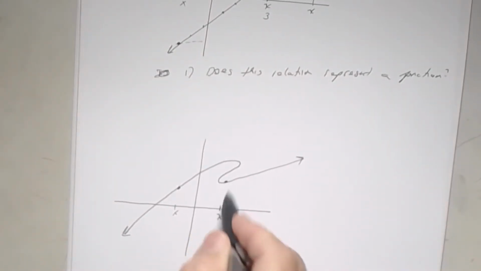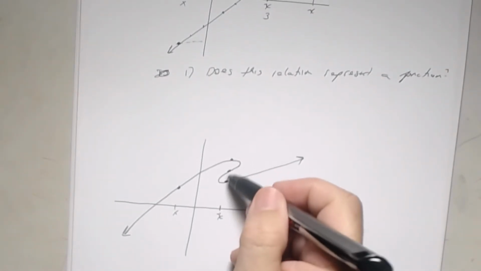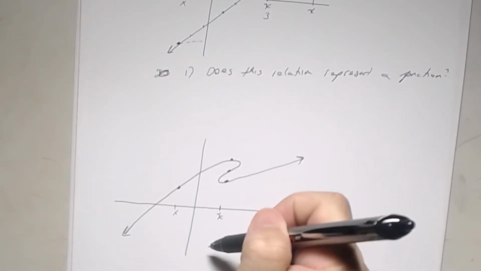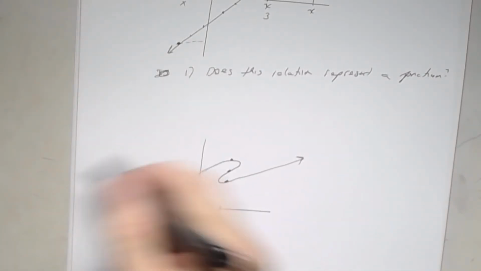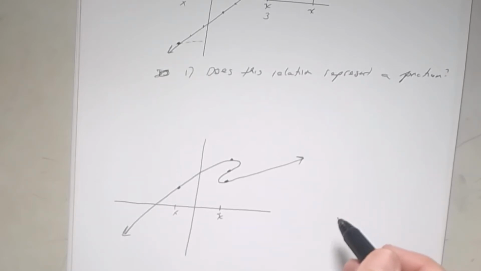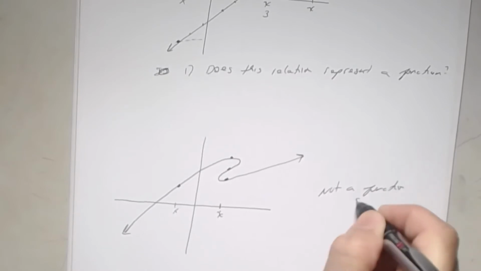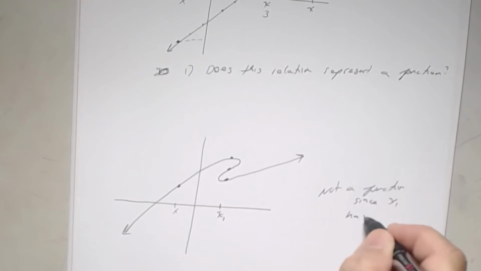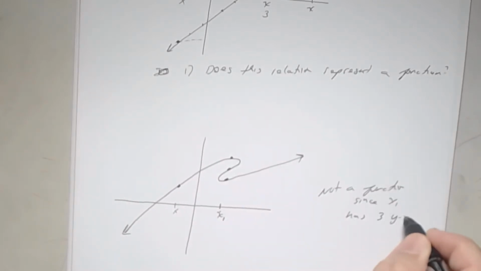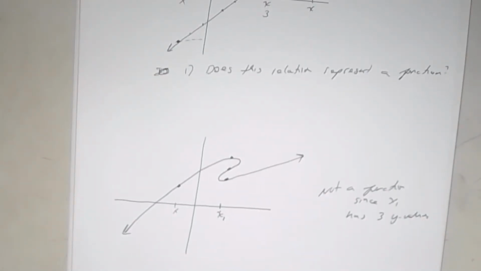See this x right here? This point has that x, this point has that x, and this point has that x, right? So y'all agree that all these points right here have that same x coordinate. Yes. But that x coordinate has how many y values? 3. So right away, this whole thing is not a function, since, I'm going to call this x1 right here, x1 has 3 y values. All you have to do is find one that does not satisfy the definition and you're done.